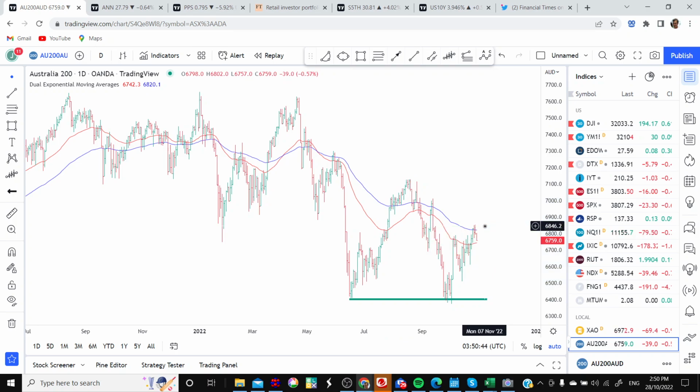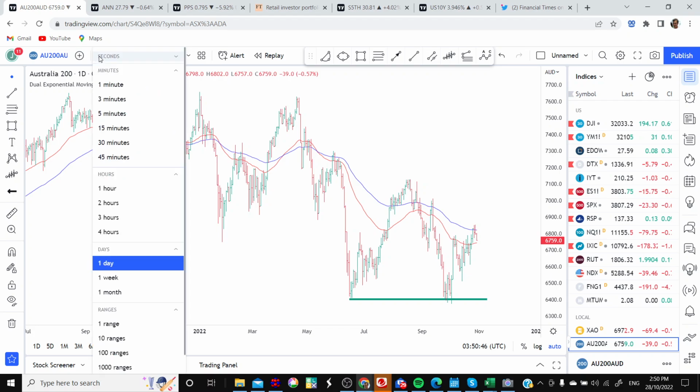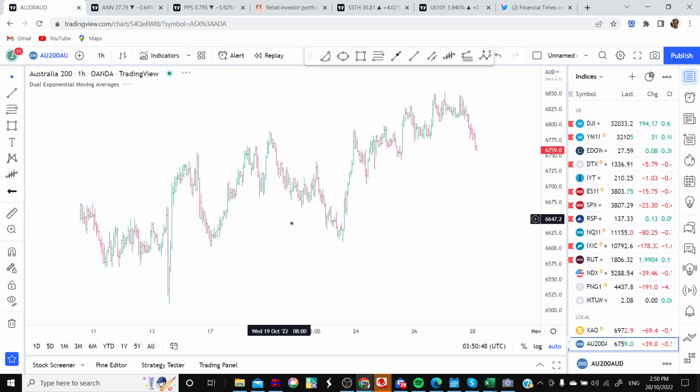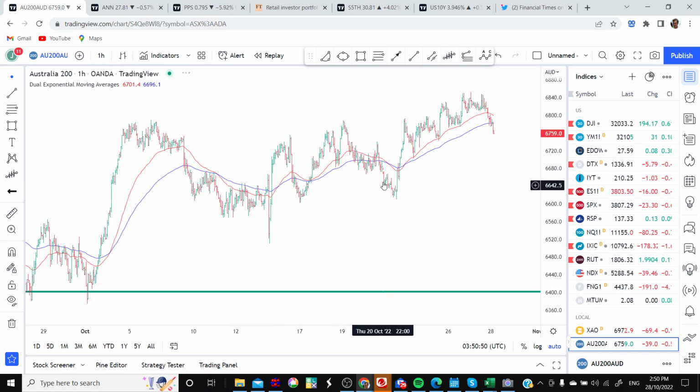What we can also do, which I think is interesting to look at, is go over to an hourly chart and look at the structure of the price action over the last week. What you see is it's becoming quite choppy and quite overlapping as it moves upwards.